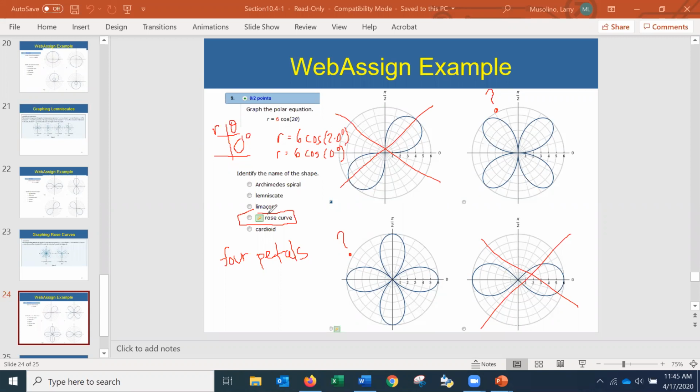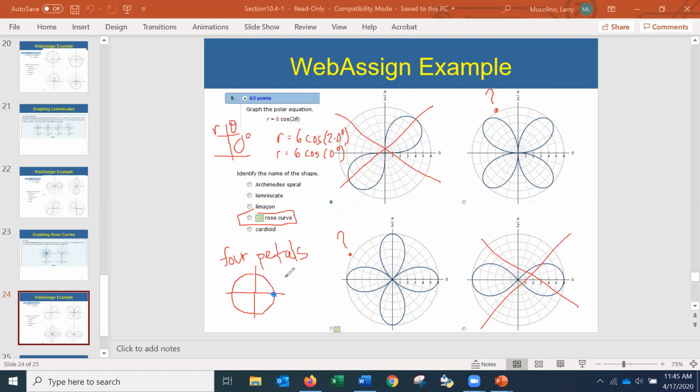Does anyone remember what is cosine of 0 degrees? Anyone remember cosine 0 from the unit circle? Let me draw a quick reminder of the unit circle. Here's the unit circle. I'll mark 0 degrees with a blue dot. Here's 0 degrees.